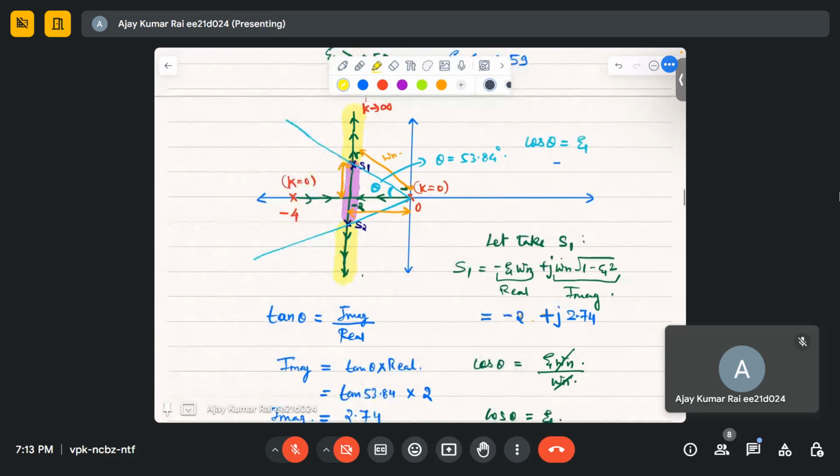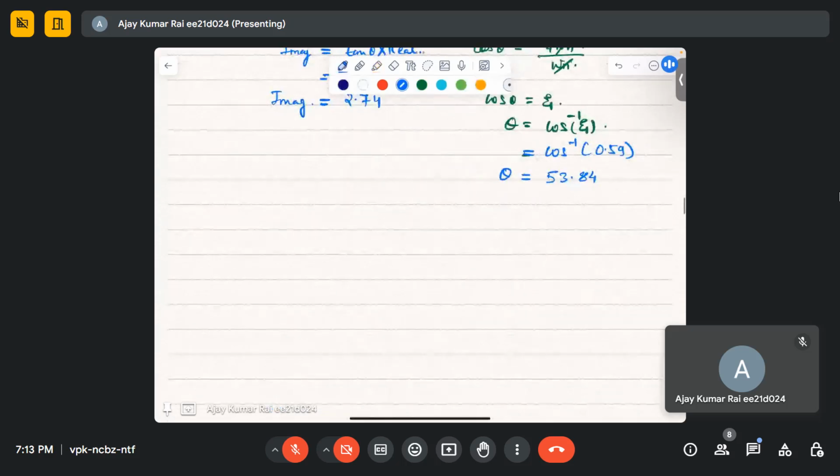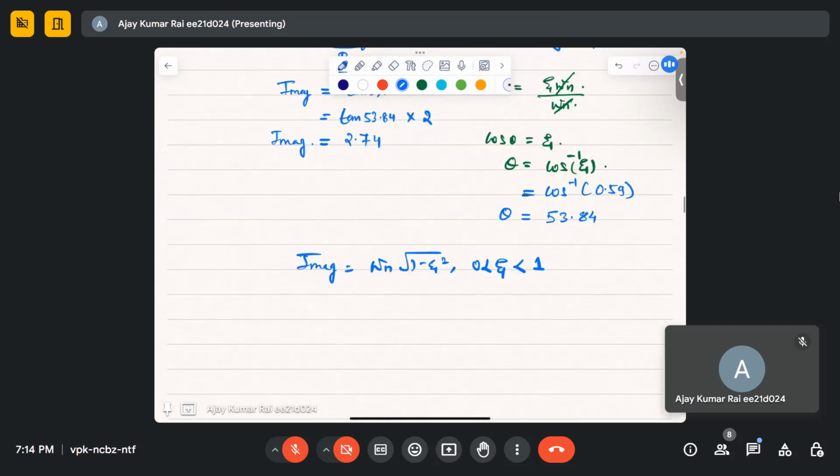So what do you think if I increase the magnitude of the imaginary part, what will happen? Let me write the imaginary part. It is equal to omega n into root of 1 minus eta square, and we know this is an underdamped system and eta is between 0 and 1. So this is the value, right? Natural frequency is fixed.